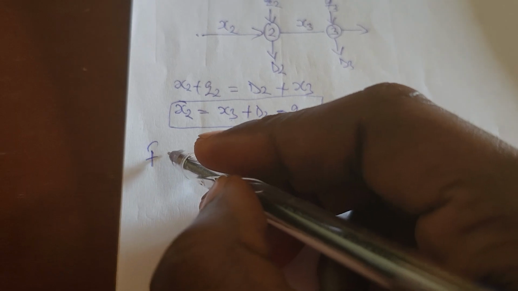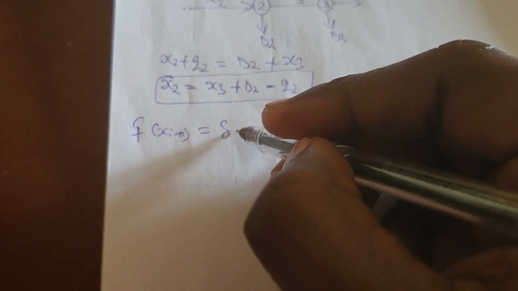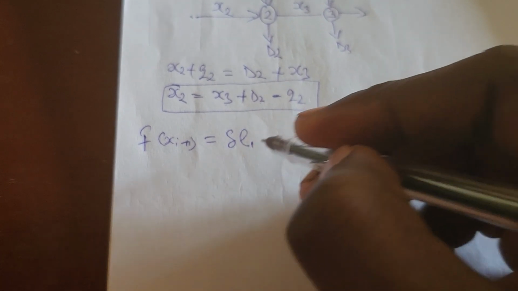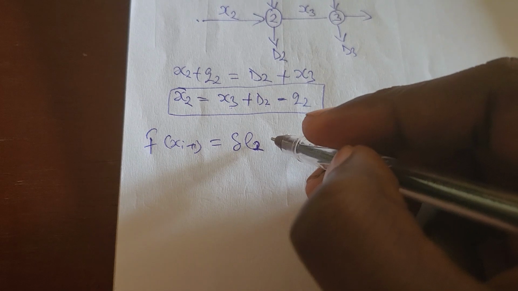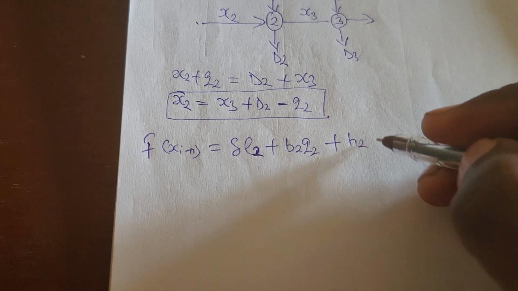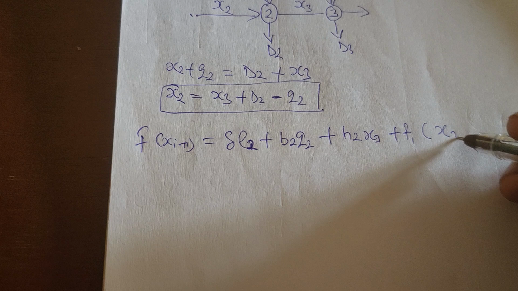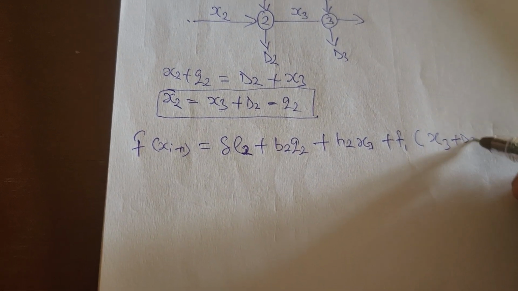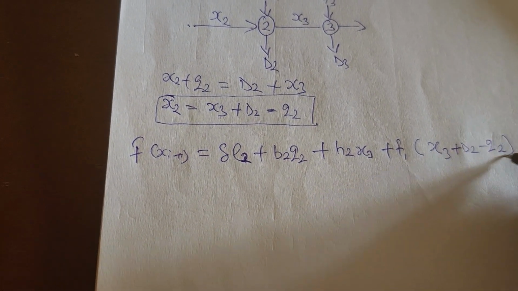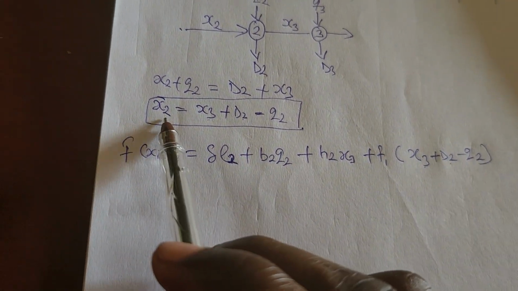I know that we are still to use the formula of xi plus 1 is equal to my setup cost. That will be E2. Let me just go straight to it. Plus B2 Q2 plus my H2 my X3 plus my F1 my X3 my D2 minus Q2, right? So our D3 plus D2 minus Q2 is the same thing as our X2.